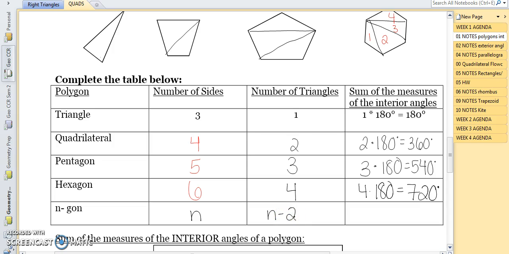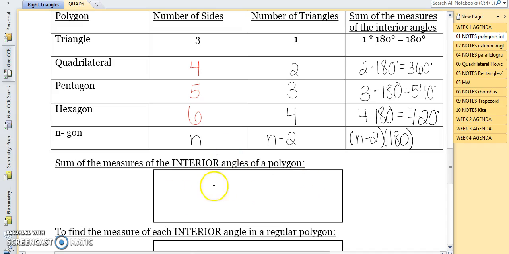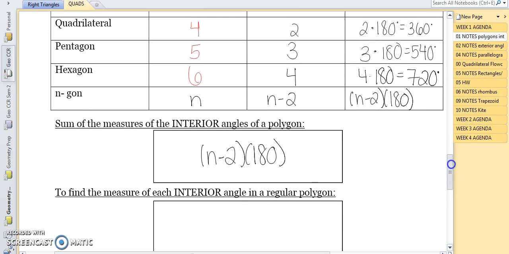Okay, the reason why that's helpful is because we will plug that into our formula. We can always do n minus 2 times 180 degrees to figure out the sum of the measures of the interior angles. So that will actually go in our formula box: n minus 2 times 180 degrees. That is one formula that you'll be given on the quiz and test.